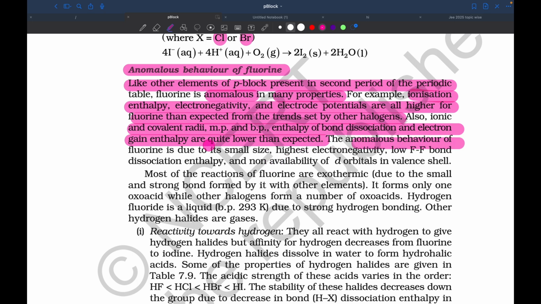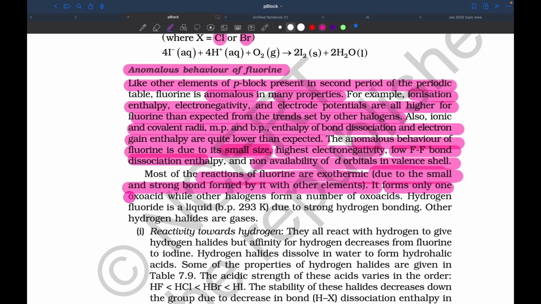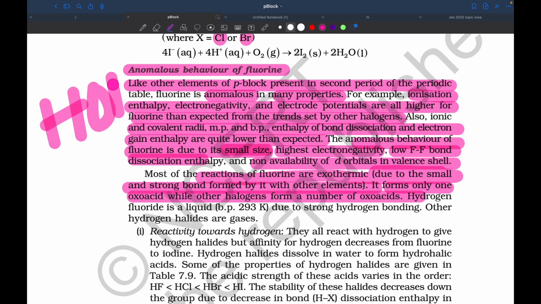The anomalous behavior of fluorine is due to its smaller size, highest electronegativity, low F-F bond dissociation enthalpy, and non-availability of d orbitals in the valence shell. Most of the reactions of fluorine are exothermic due to the formation of small and strong bonds with other metals or non-metals. It forms only one oxoacid, whereas other halogens form a number of oxoacids. The oxoacid of fluorine is only HOF, where fluorine also shows the -1 oxidation number.